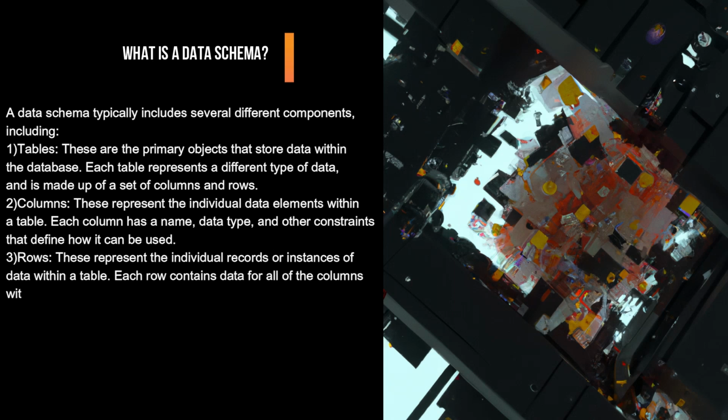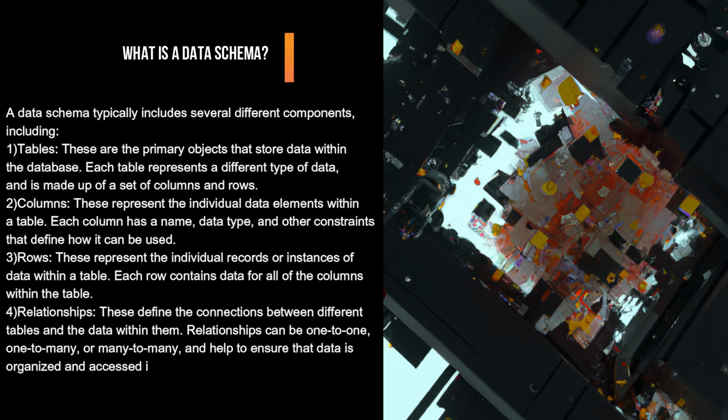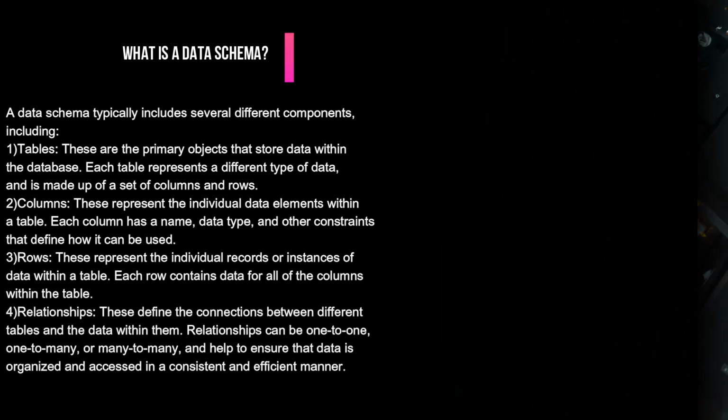3. Rows. These represent the individual records or instances of data within a table. Each row contains data for all of the columns within the table. 4. Relationships. These define the connections between different tables and the data within them. Relationships can be one-to-one, one-to-many, or many-to-many, and help to ensure that data is organized and accessed in a consistent and efficient manner.